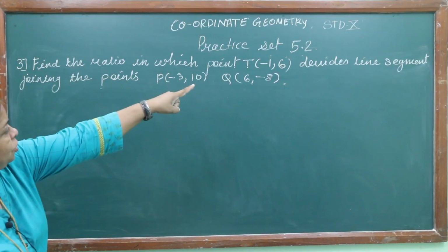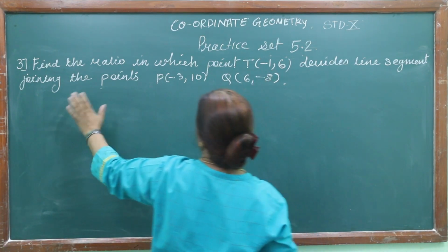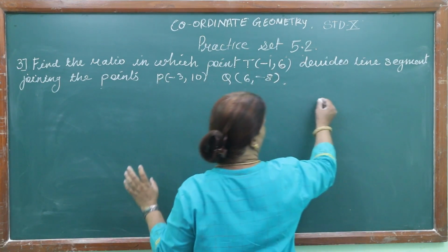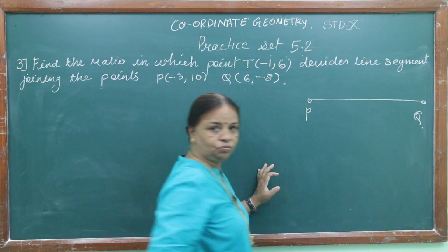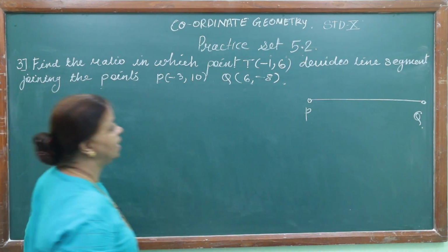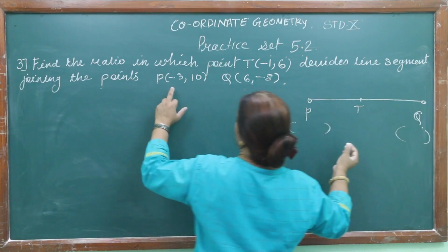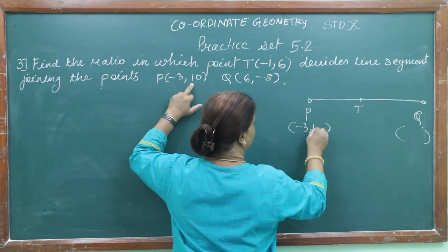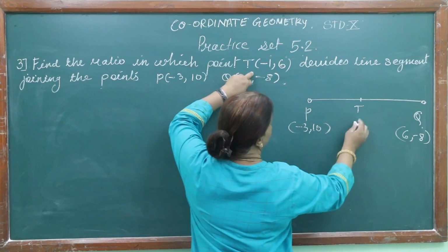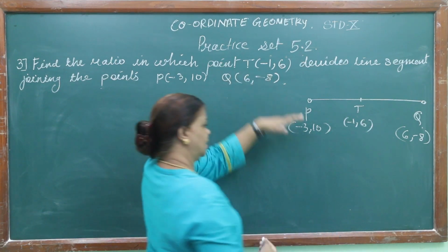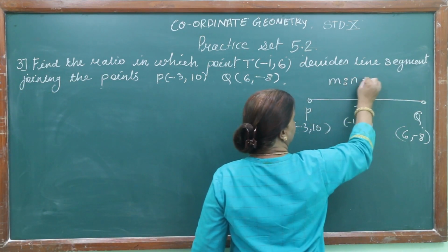Question number 3 from the 5.2 exercise. We have to find the ratio in which point T is dividing the line segment PQ. So let me draw the line here, PQ, and point T is dividing the line segment. T is here. Let me write the coordinates of those. Point P is (-3, 10), point Q is (6, -8), and point T is (-1, 6). So we need to find the ratio m is to n.